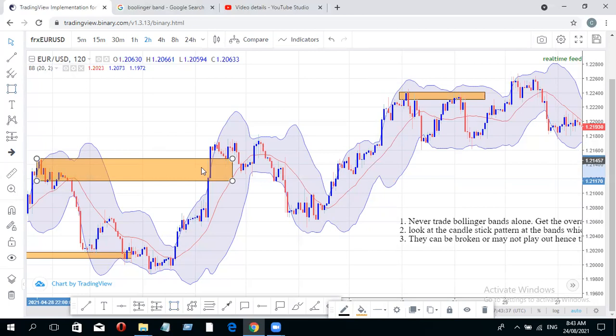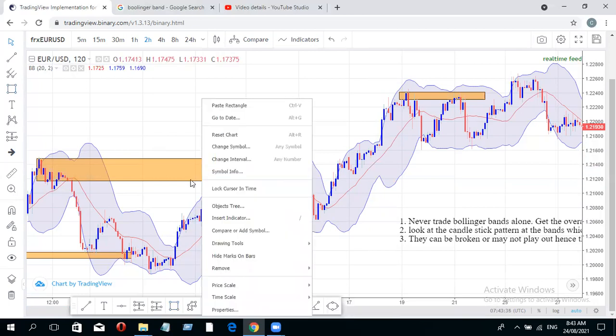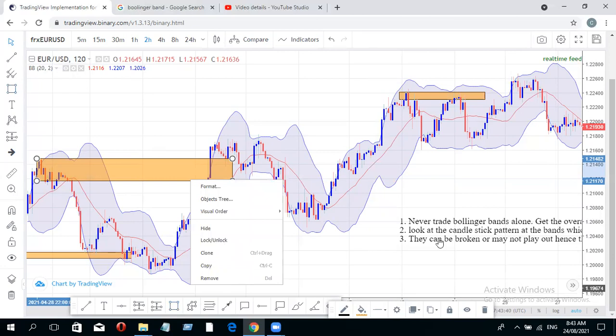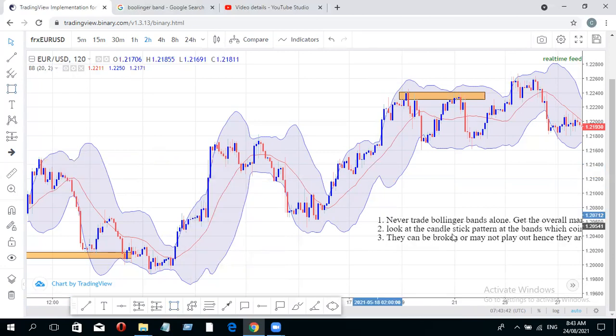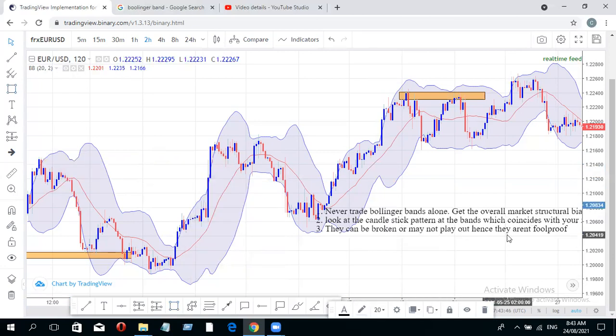So you must know that Bollinger Bands are not foolproof. You mustn't just treat them that way. They can be broken, they may not play out. Hence, the Bollinger Bands are not foolproof. So this is it for now.